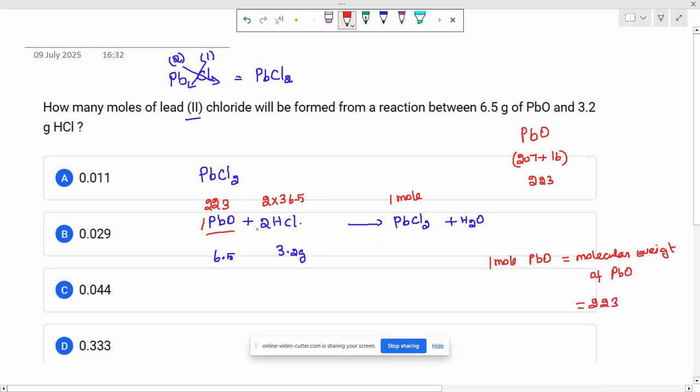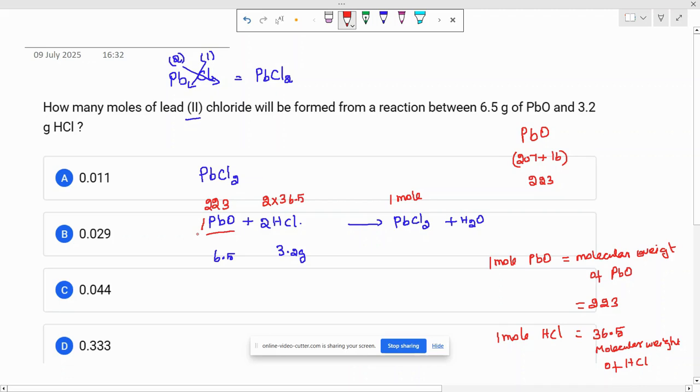And here there are 2 moles of HCl. The weight of 1 mole of HCl: hydrogen will be 1, and chlorine will be 35.5. Then we will get 36.5 as the molecular weight of hydrogen chloride, that is hydrochloric acid. The molecular weight of HCl will be 36.5, but we are taking 2 moles, that's why 2 into 36.5.